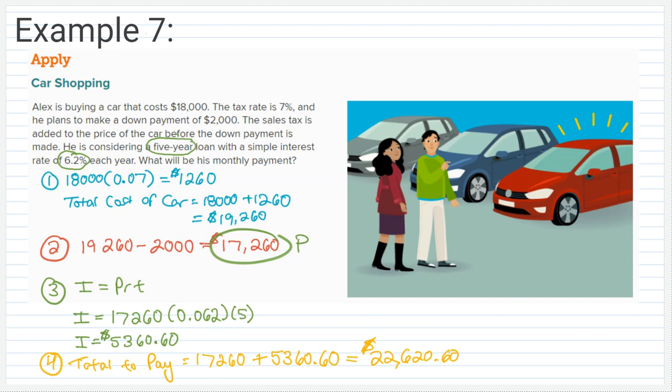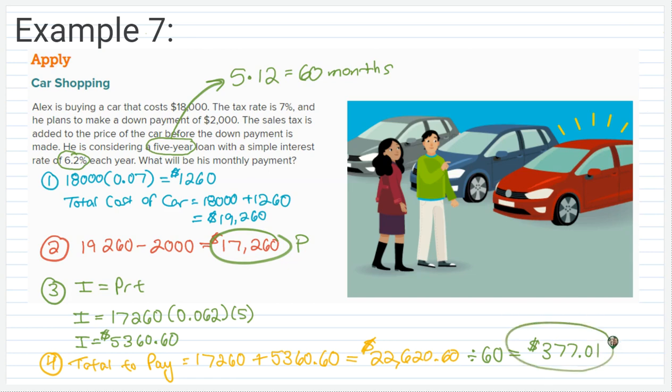Now, this is not my final answer because the final question said, what will be his monthly payment? So going back to the fact that we have this 5-year loan, we need to figure out how many months are in 5 years. So the math behind that, we're going to do 5 times the fact that there are 12 months in a year, and that's going to tell me that there are 60 months. So that is how long it's going to take me to pay off this vehicle. So we're going to take $22,620 and 60 cents, divide that by 60. This is going to tell me my monthly payment. And so my monthly payment is going to be $377.01. And that's it for that question.